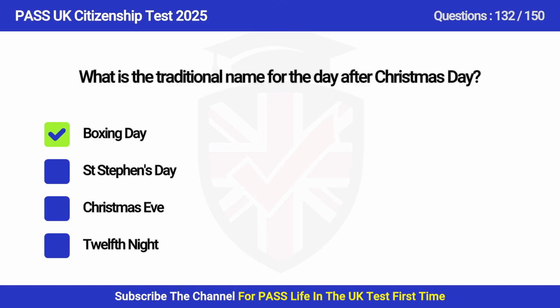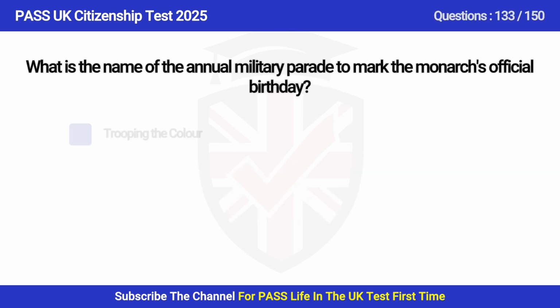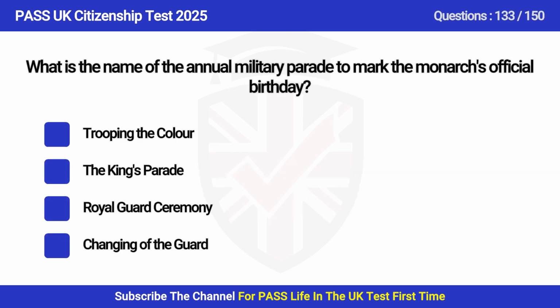Answer is A. Boxing Day. Boxing Day, 26 December, is a public holiday in the UK. Historically, it was a day when servants and tradespeople received gifts, Christmas boxes. Question 133. What is the name of the annual military parade to mark the monarch's official birthday? A. Trooping the Colour, B. The King's Parade, C. Royal Guard Ceremony, D. Changing of the Guard.